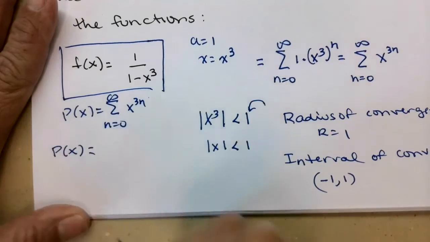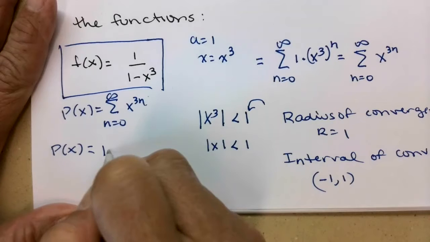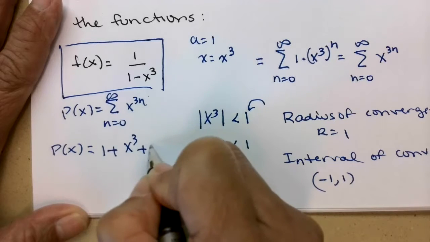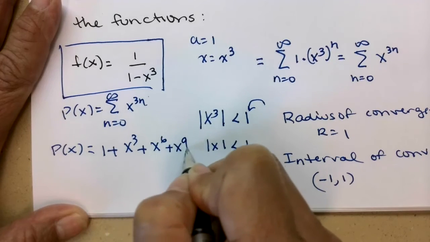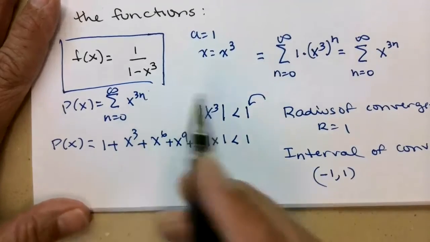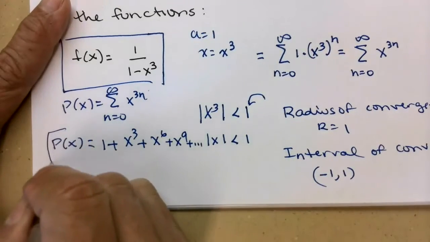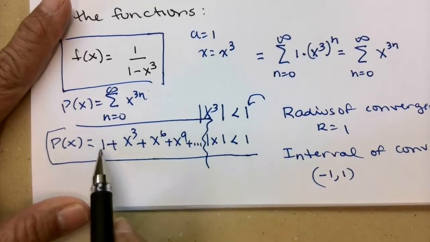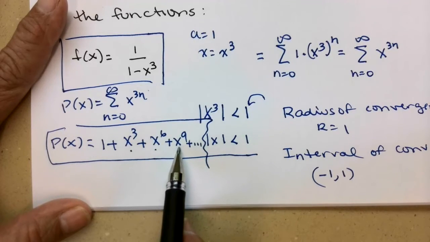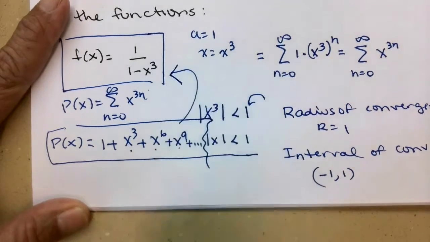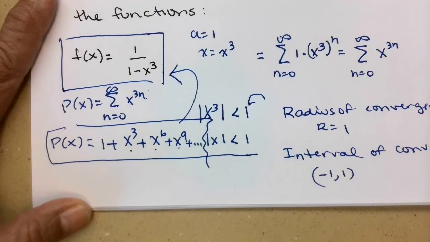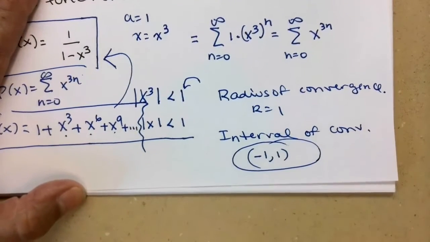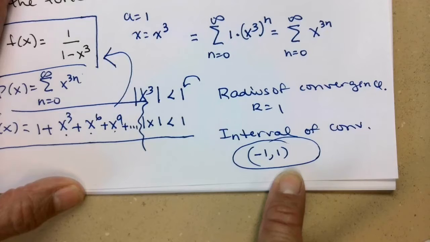So P of x, this polynomial: if n is 0, I get 1. If n is 1, I'll get x cubed. If n is 2, 3 times 2 is 6, I'll get x to the 6th, then x to the 9th, and it would go on forever. So what we have just found is this polynomial, 1 plus x cubed plus x to the 6th plus x to the 9th, approximates that function, 1 over 1 minus x cubed, as long as your x values lie within this interval from -1 to +1.